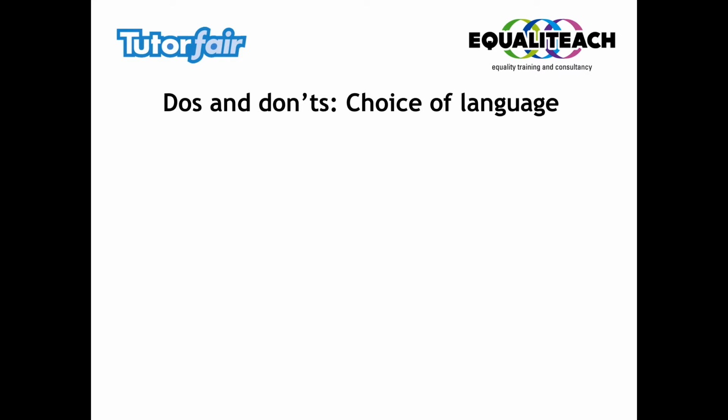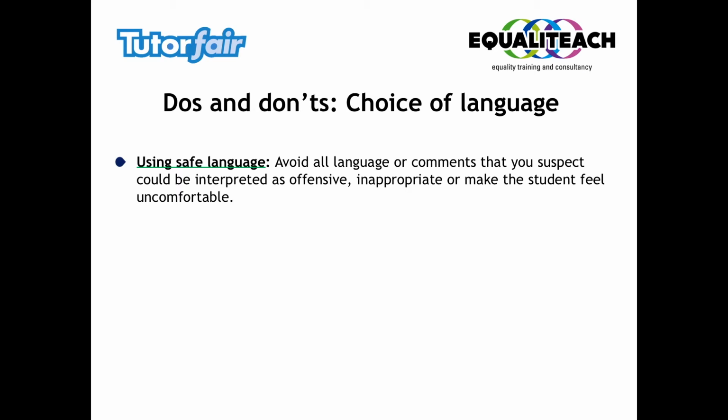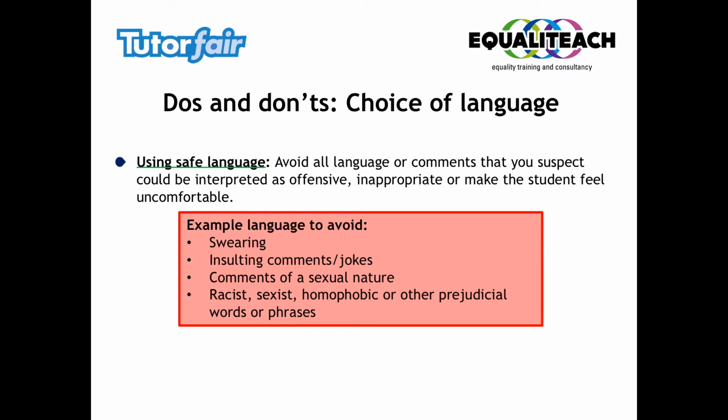Choice of language. It is important when tutoring to be aware of your choice of language. Avoid all language or comments that you suspect could be interpreted as offensive, inappropriate, or make the student feel uncomfortable. This includes swearing, insulting jokes or comments, comments of a sexual nature, or racist, sexist, homophobic, or other prejudiced words or phrases. If a student uses any of these within a session, you must ask them not to repeat it and soft flag the conversation.